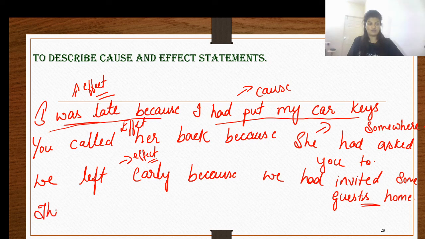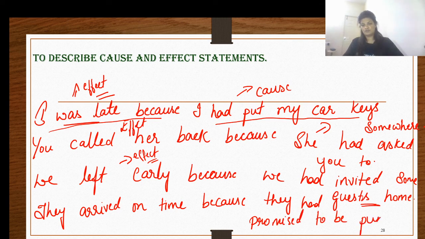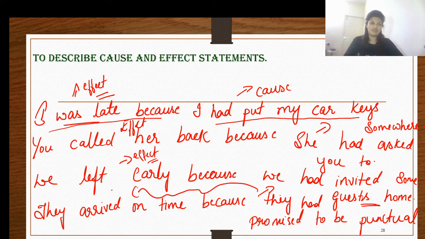Next one is with they. They arrived on time. Why? What is the cause behind? Because they had promised to be punctual. That was the cause of them coming on time. And this is the effect.